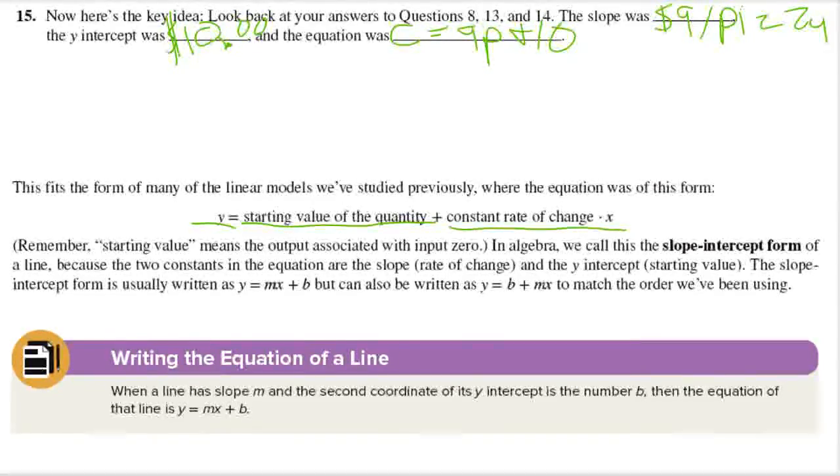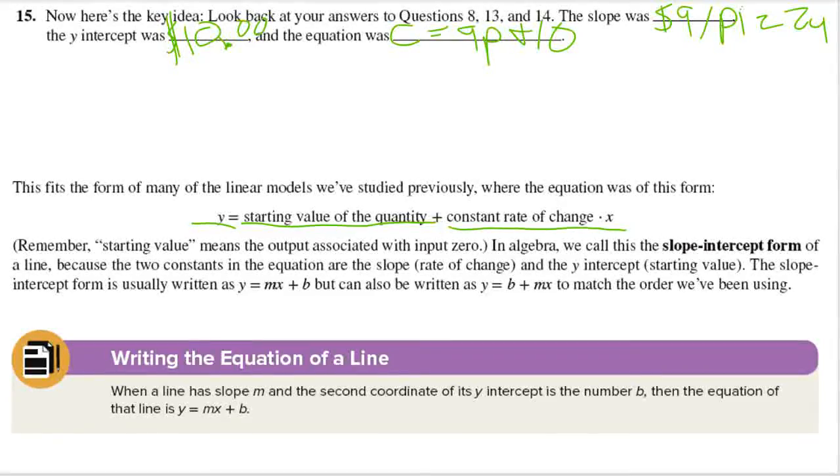In algebra, we call this the slope-intercept form of the line, because the two constants in the equation are the slope and the y-intercept. That helps us because if we're writing an equation, we can usually find the slope from the context of the problem. We can usually find the y-intercept from the context of the problem. Okay. There'll be some situations later where we have to calculate the slope and the y-intercept, but we will deal with that when we get to it.